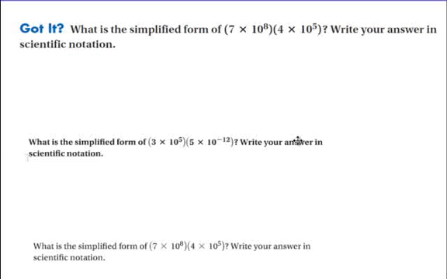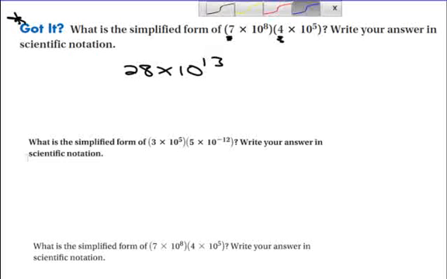Alright, using that last example, this is going to show you how we can apply this directly to scientific notation. What I want to do is multiply your a terms. So 7 times 4 is 28. Times 10, I have 10 to the 8th times 10 to the 5th. Well, that's 10 to the 13th.